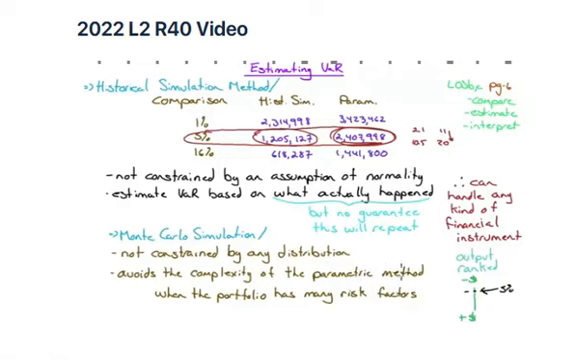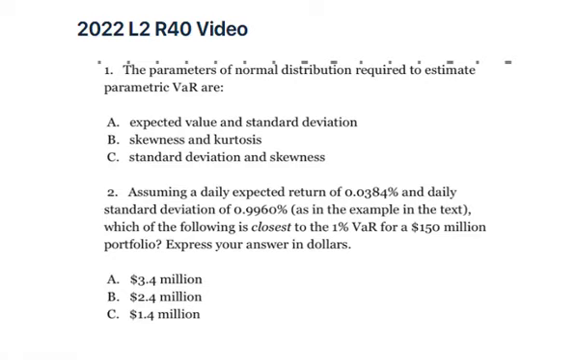All right, let's do a couple of questions here. Number 1, the parameters of the normal distribution required to estimate parametric VaR are expected value and standard deviation, skewness and kurtosis, standard deviation, and skewness. That was easy enough, I think. Expected value, standard deviation. We didn't even mention skewness or kurtosis, so we could just get rid of those.